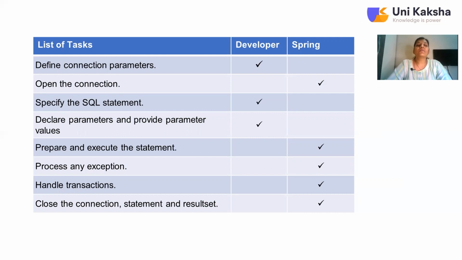Followed by that, you have to declare the parameters and provide the parameter values. So this task is also performed by the developers. Now the remaining tasks, like prepare and execute the statement, process any exception. If any exception occurs, then it has to be processed automatically. Then next is handle the transactions, and then close the connection, statement, and result set. So all these four important tasks are performed by your Spring.